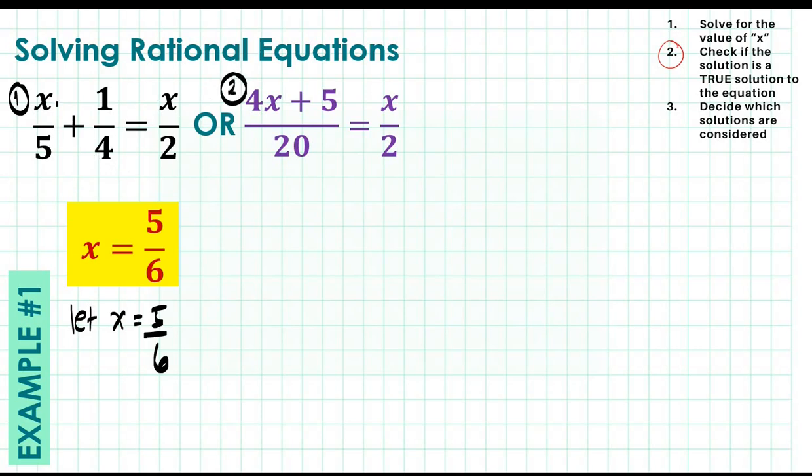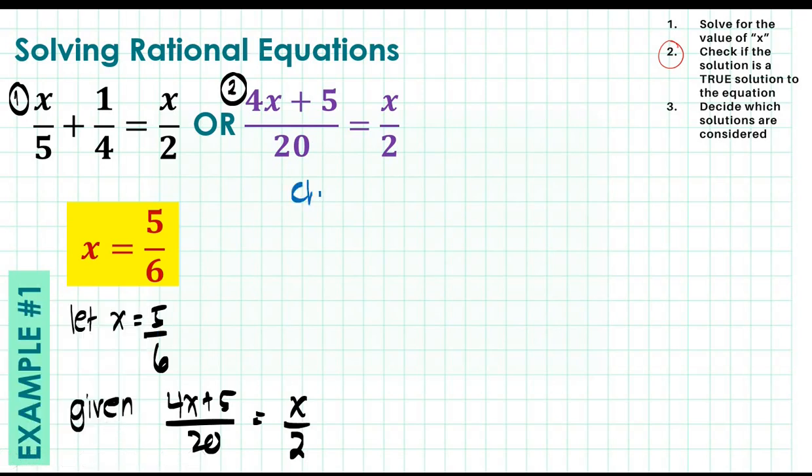So the original form is x over 5 plus 1 over 4 equals x over 2, and the rewritten form, combining the fractions on the left-hand side, is 4x plus 5 over 20 equals x over 2. You can choose any of these forms when substituting. For this case, I'll be using form number 2. So I'll let x be equal to 5 over 6 in 4x plus 5 over 20 equals x over 2, and see if the equation will be satisfied.